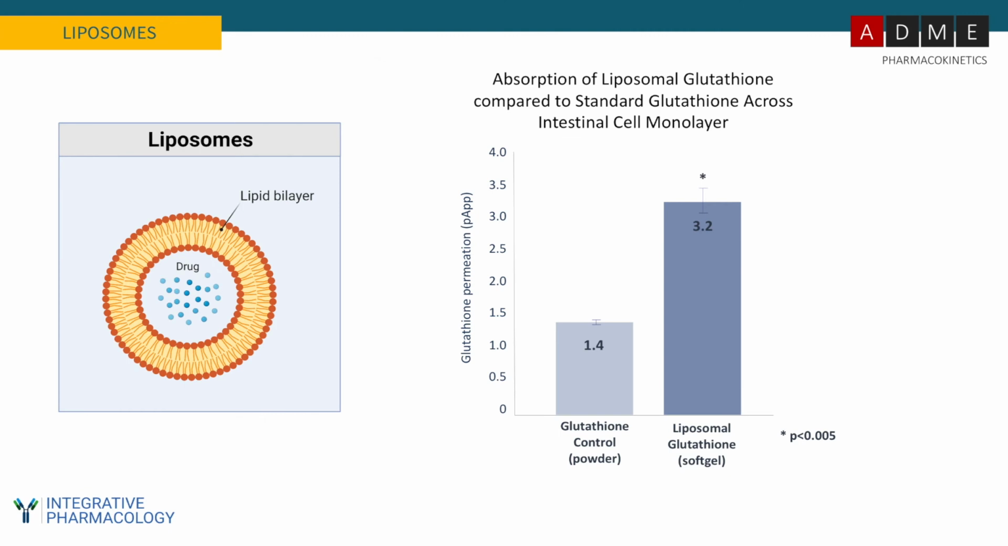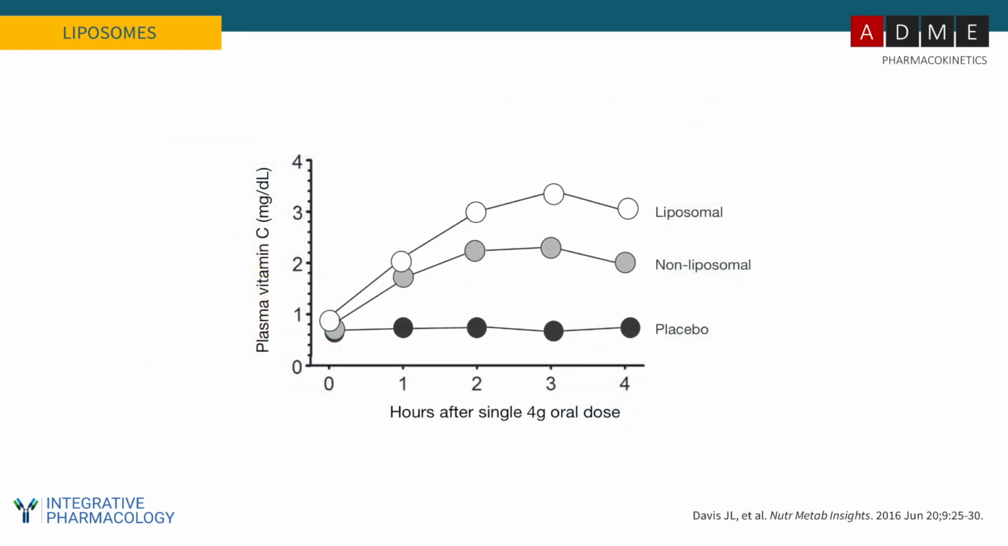Here's a quick example of an absorption enhancement with a liposomal system. This is an in vitro model of the intestinal lining. And here, glutathione was more effectively absorbed across the cell monolayer compared to a glutathione control, which was just a standard powder. So peptides like glutathione are great candidates for liposomes. Here's an example of vitamin C in a liposomal format, outperforming a non-liposomal and placebo in a human study. It should be noted that in parallel, they examined intravenous vitamin C, whose bioavailability was off this chart.